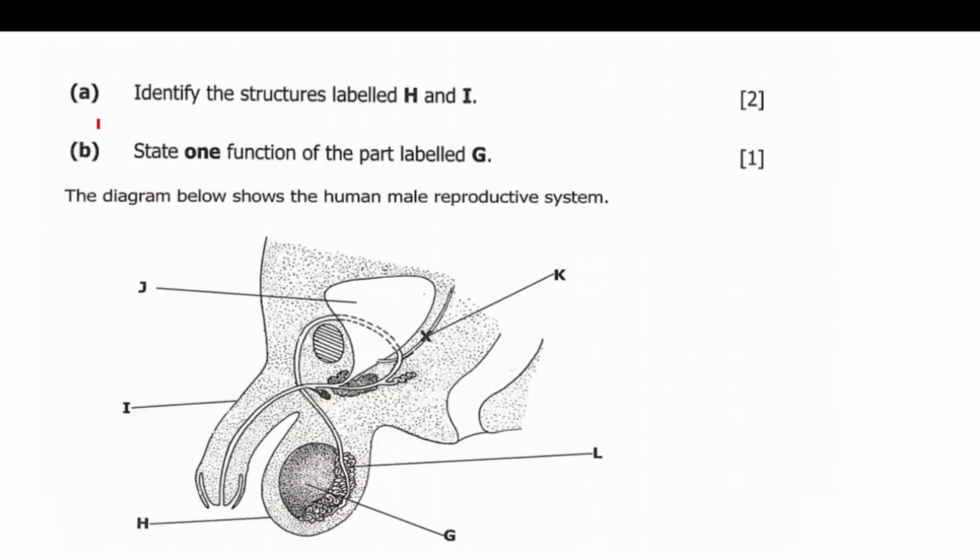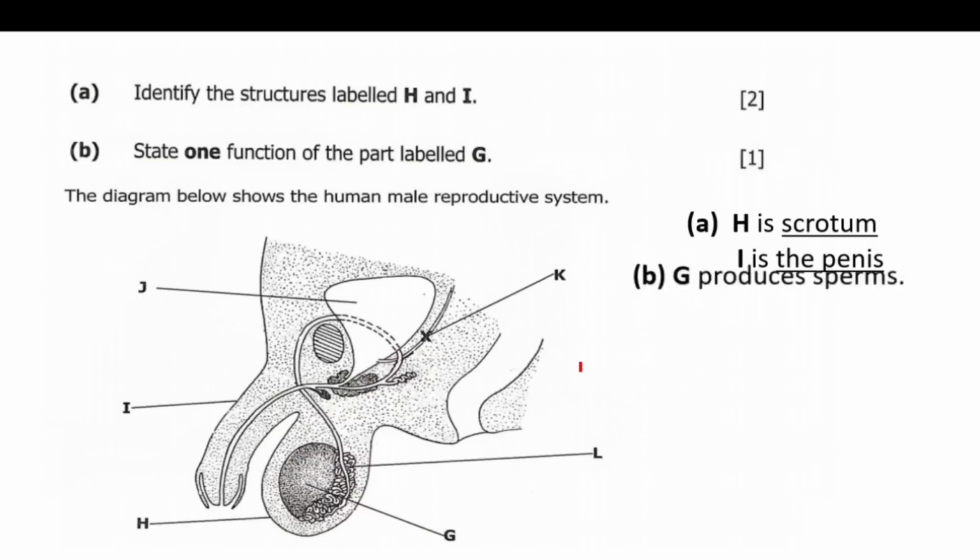So let's go to A. Identify the structures labeled H and I. So H here is the scrotum, and then I is the penis. Then B, state one function of the part labeled G. What is the function of the part labeled G? To produce sperms or male gametes.